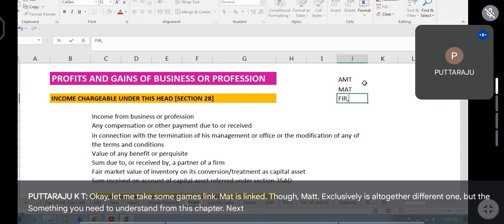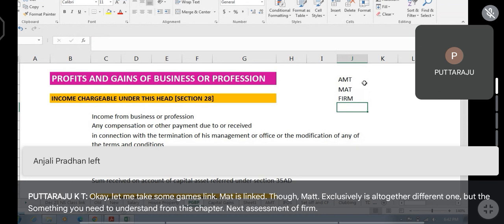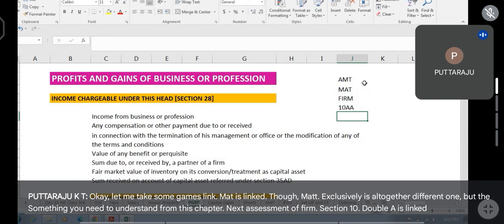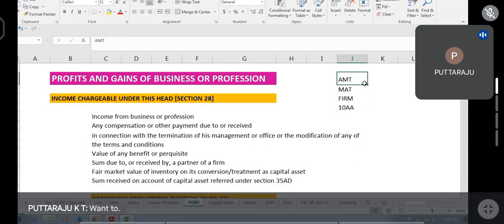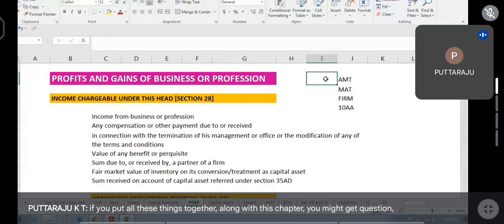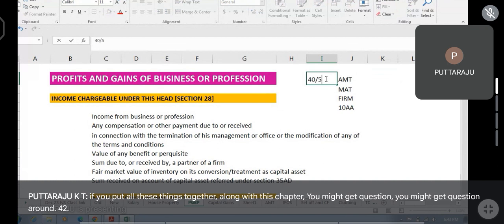Next, assessment of firm. Section 10AA is linked to this. What else? You should be able to recall these things together along with this chapter. You might get a question for around 40 to 50 marks.